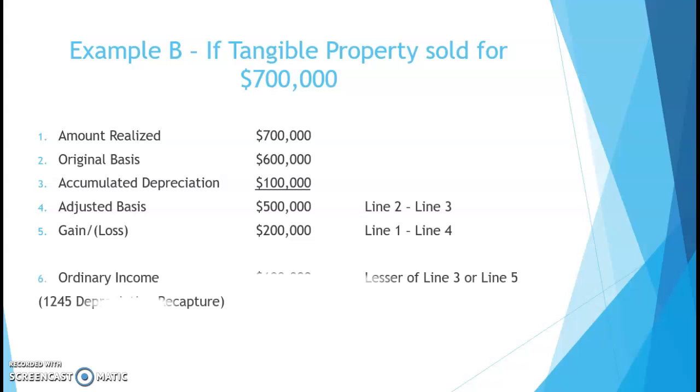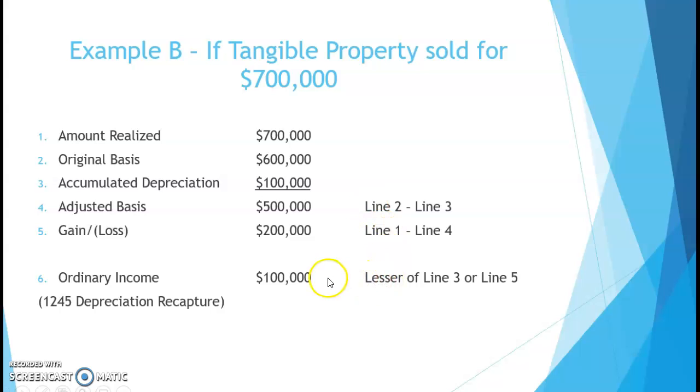We then have our ordinary income of $100,000. To get that $100,000, we will take the lesser of line 3, which is our accumulated depreciation, or once again, line 5, which is our gain. In this case, our accumulated depreciation is the amount we would take because it is the lesser, and of course, we cannot take more than what we already accumulated.